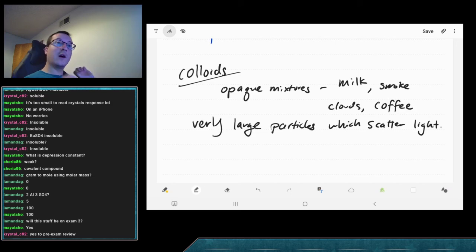So this is just one kind of subset of solutions that just happen to have very large particles within them. And that's just one last classification. So that's pretty much it about colloids.